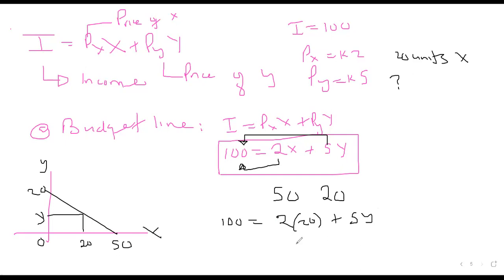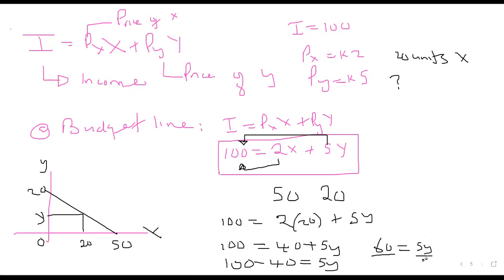So 100 is equal to 40 plus 5Y. So the 40 will subtract, and we have 100 minus 40 is equal to 5Y. So here I have 60 is equal to 5Y. To get Y, we divide both sides by 5, so our Y will therefore be equal to 12. This is how we calculate how many units of Y will be consumed if 20 units of X are consumed.